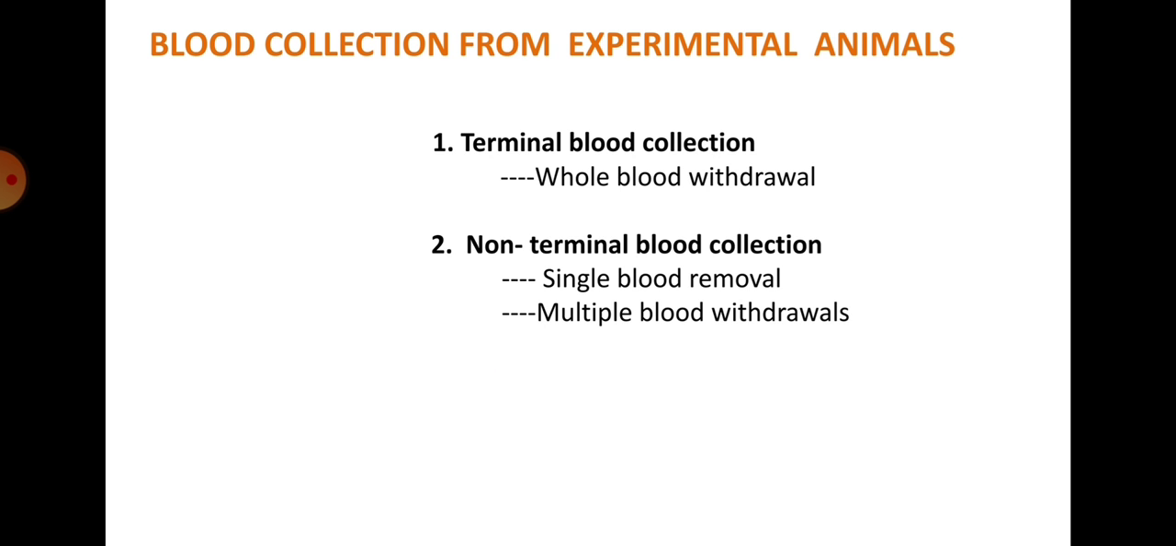So coming to blood collection from experimental animals, there are two methods. One is terminal blood collection and the other is non-terminal blood collection. So coming to terminal blood collection, it is done either after sacrificing the animal by physical stunning or after submitting the animal to general anesthesia.